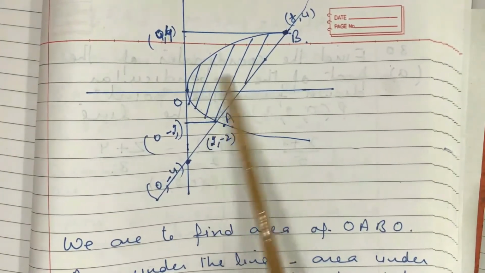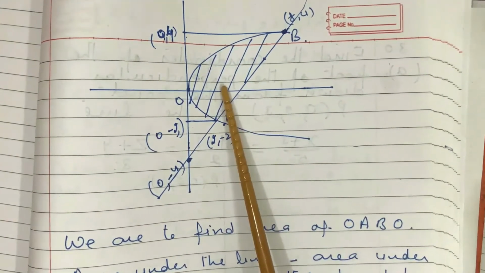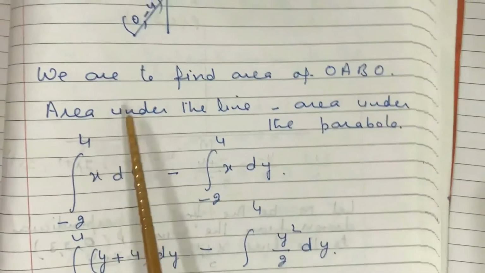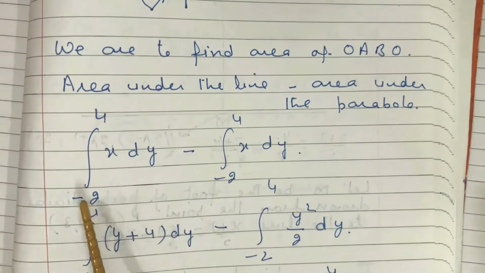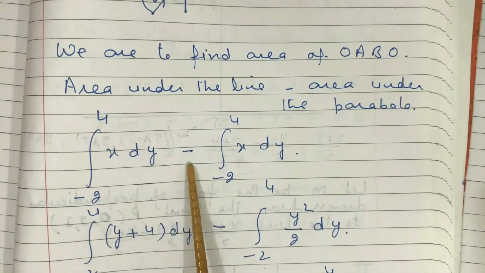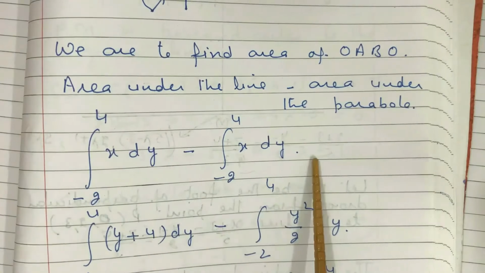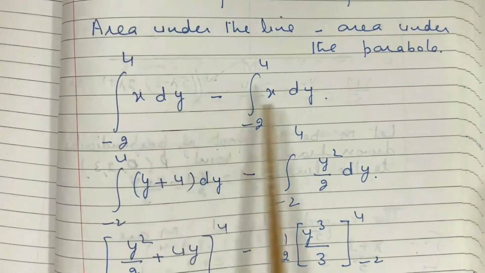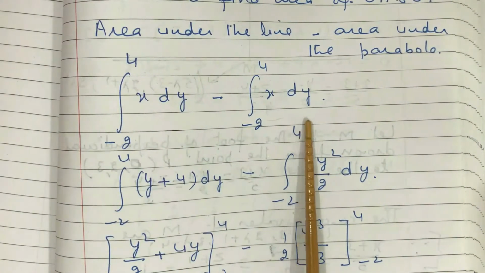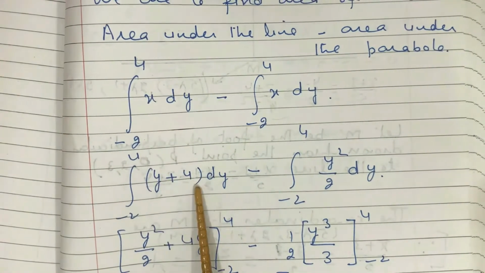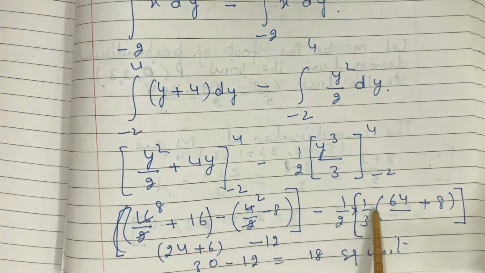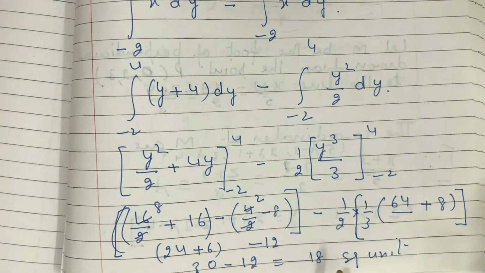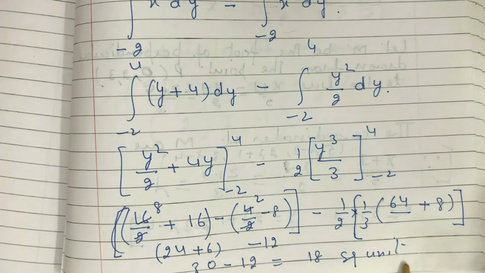We are to find this area which I have shown with the lines, and it means area under the line minus area under the parabola. So it will be the integral from -2 to 4 of x dy minus the integral from -2 to 4 of x dy. This is the area under the line, this is the area under the parabola. Here the value of x is y + 4. Here the value of x is y²/2. When you simplify this, you will get 18. So 18 square units is the area of this shaded portion.